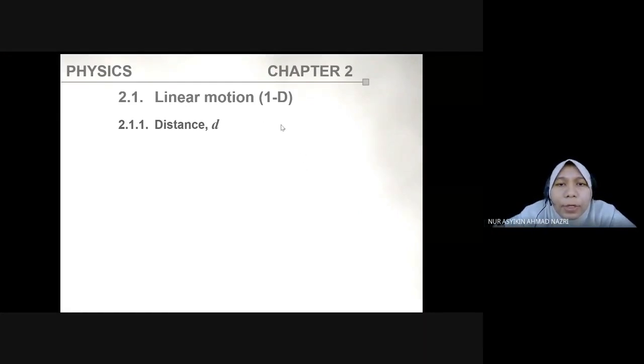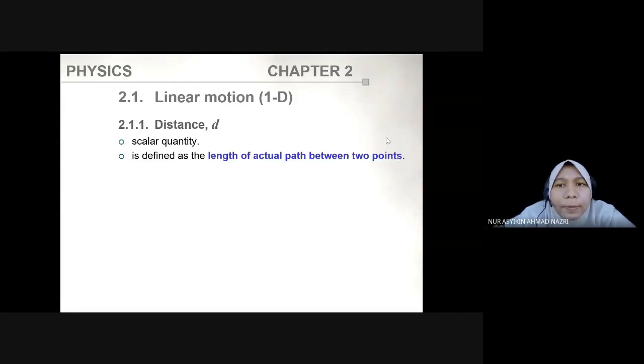Linear motion, one dimension. I think you are already familiar with this one. Even free falling, I think you have learned about free falling during your secondary school. Okay, so tak apalah, it's just some revision. And the equations, I think you are already familiar, but it's okay. So kita revise balik je lah, the one that you have learned during your secondary school. Okay, and then for distance, okay, distance is a scalar quantity.